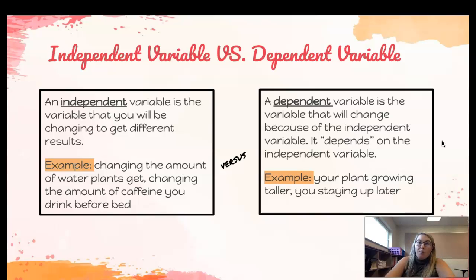Your dependent variable is what depends on your independent variable. So in this situation, how late you stay up depends on how much caffeine you drink before bed. So a good experiment for this situation could be maybe drinking a little bit of water first, then maybe a little bit of soda, a coffee, an espresso, whatever, as long as you're changing the amount of caffeine, and then to see how that in turn affects how late you can stay up, okay? So that's the difference between your independent and dependent variables.